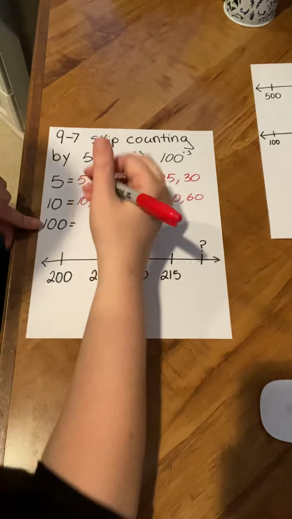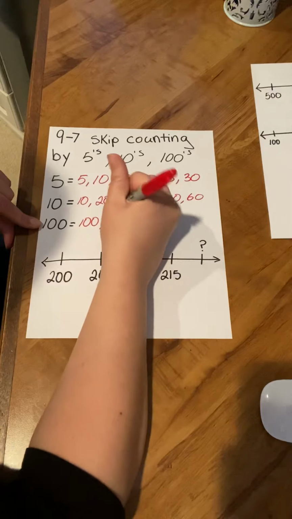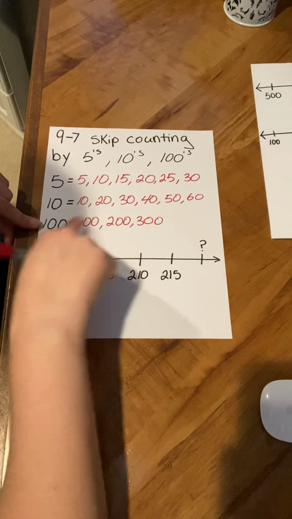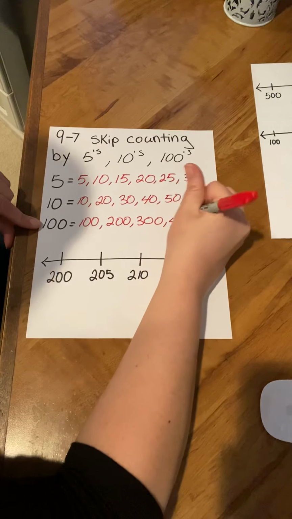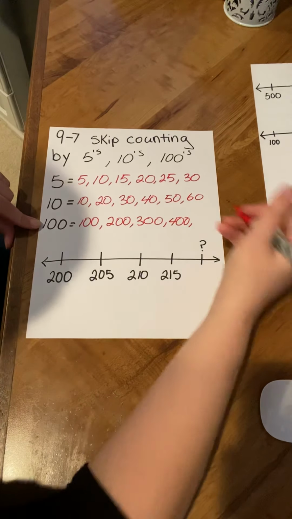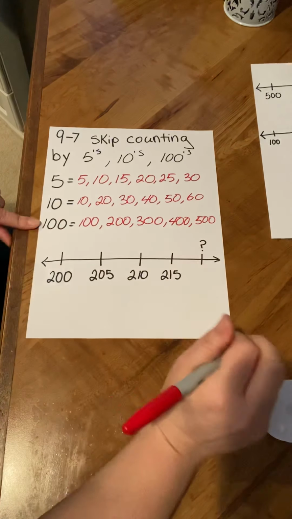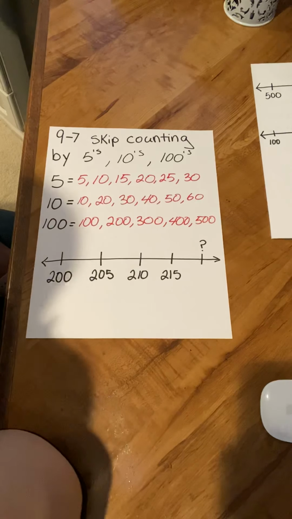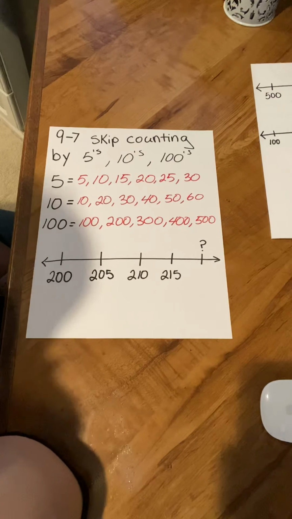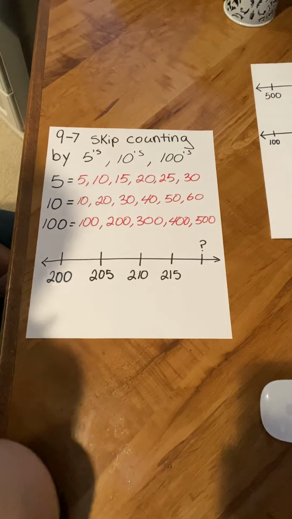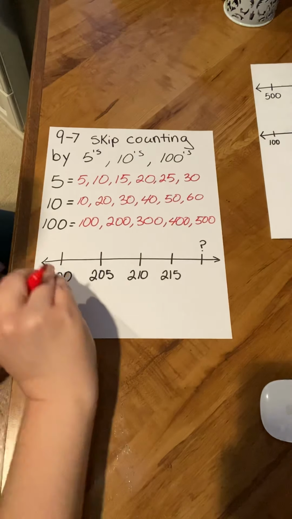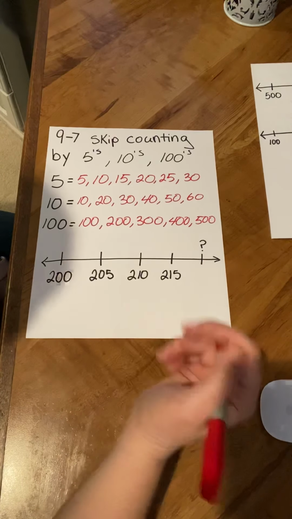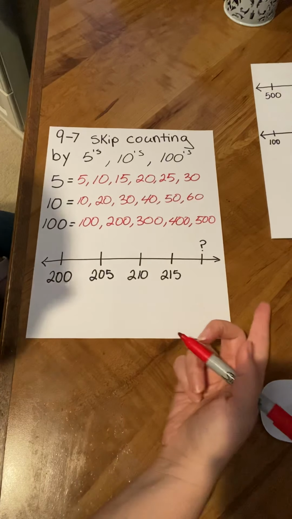Let's try hundreds. 100, 200, 300. What would come next? 400. What's next? 500. Good. And you can keep skip counting by hundreds. So these are some important things that you need to know how to do to help you be successful in this lesson. So the first thing we're going to do is look at numbers on a number line. We need to figure out what they are skip counting by and what the next number is.